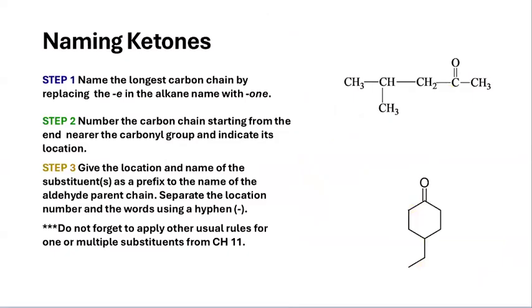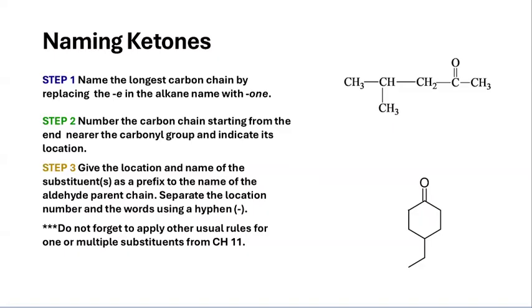Let's now proceed to name ketones. On the left side of the slide, we can observe that the rules are that you name the longest carbon chain by replacing the E in the alkane name with the ending ONE, in other words, one. Then you number the carbon atoms starting from the end that is closest to the C double bond O in the ketone.